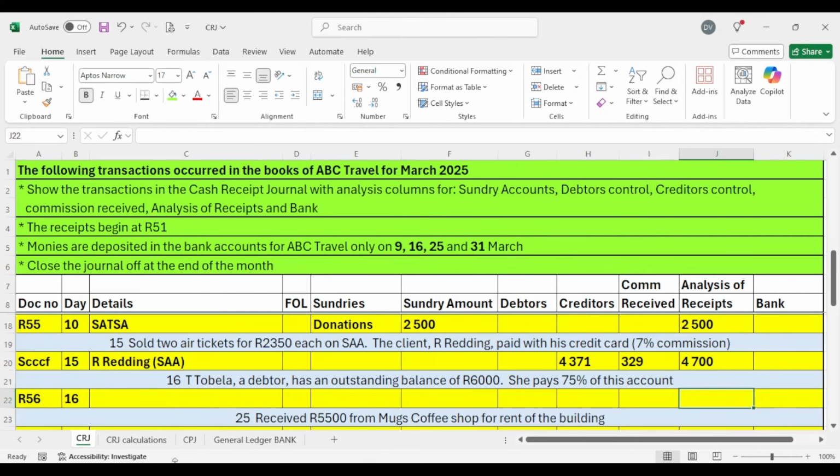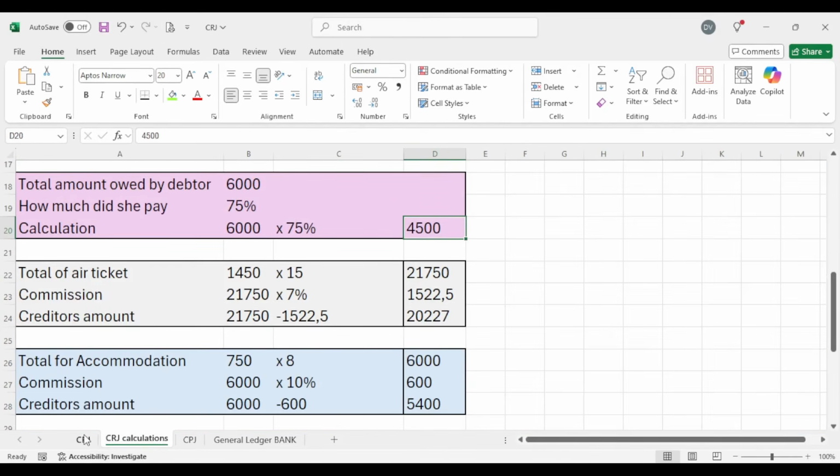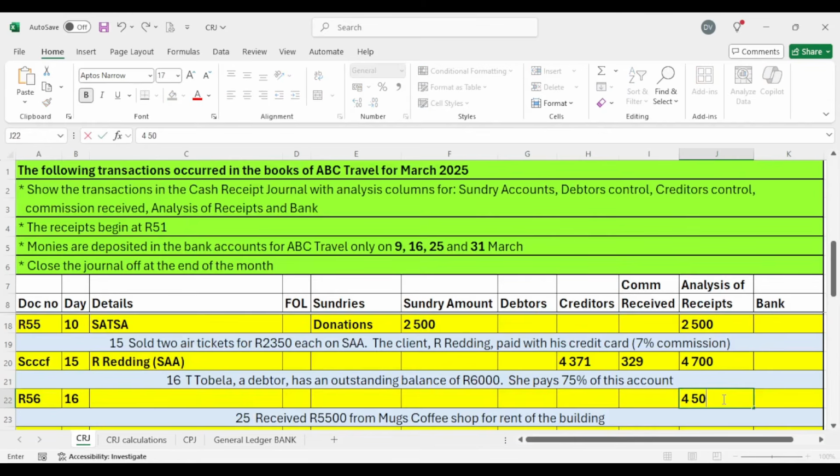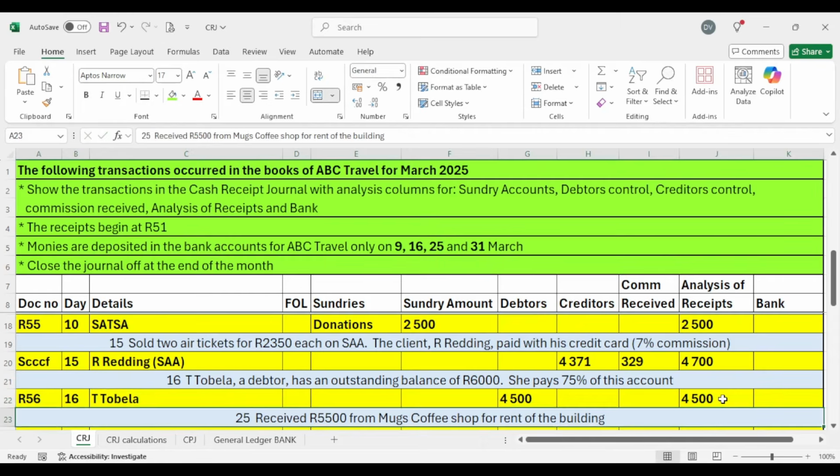I just want to check my amount, 4,500 Rand. And what was this for? Okay, so now it was a debtor paying an outstanding balance. Do we have a column for debtors? Yes, we do. You're going to insert the 4,500 Rand in your debtors column. There we go. Remember your details. Who paid me the money? Tobela. And in this case, there's no creditor that we still have to pay, so we don't need to put anything in brackets.